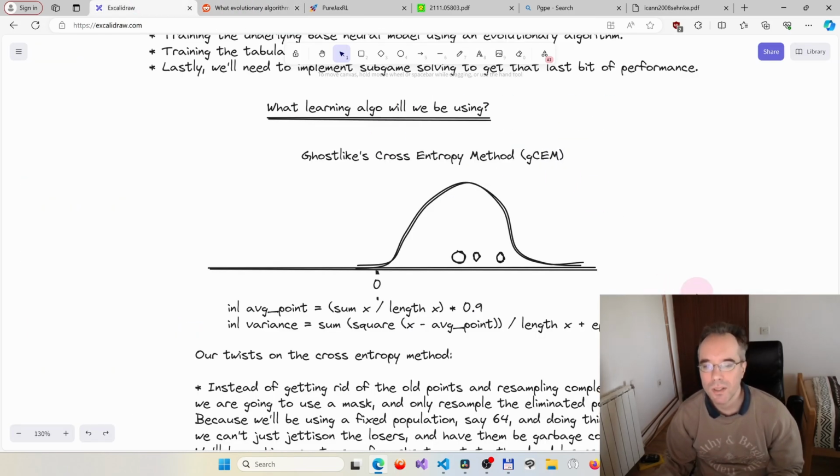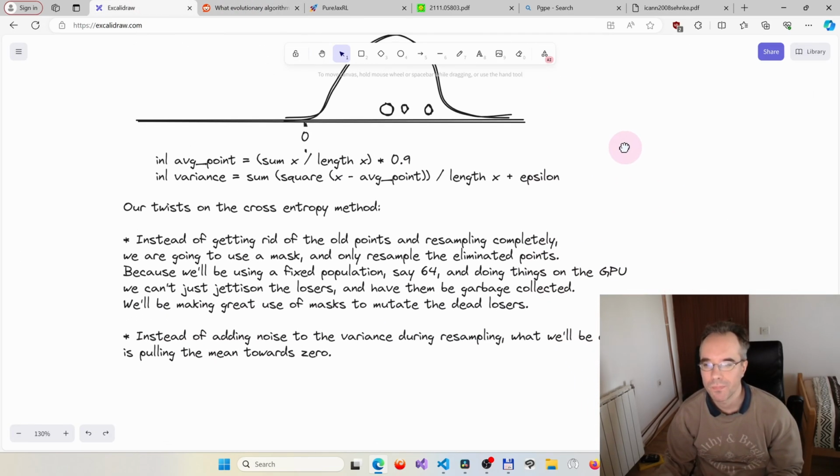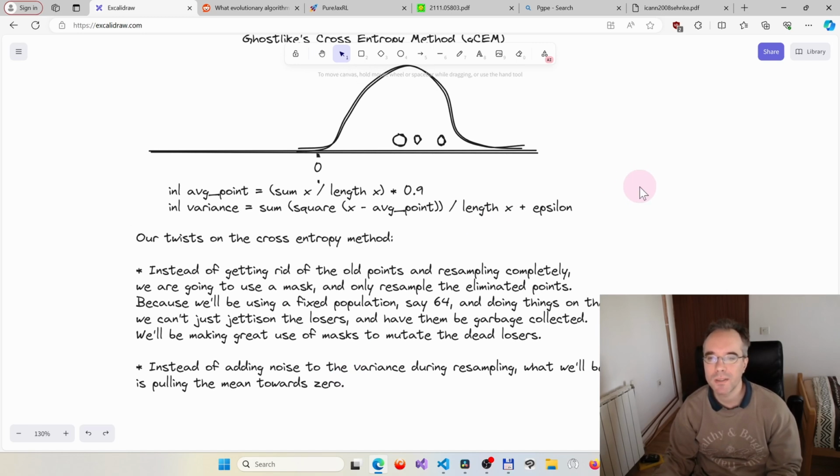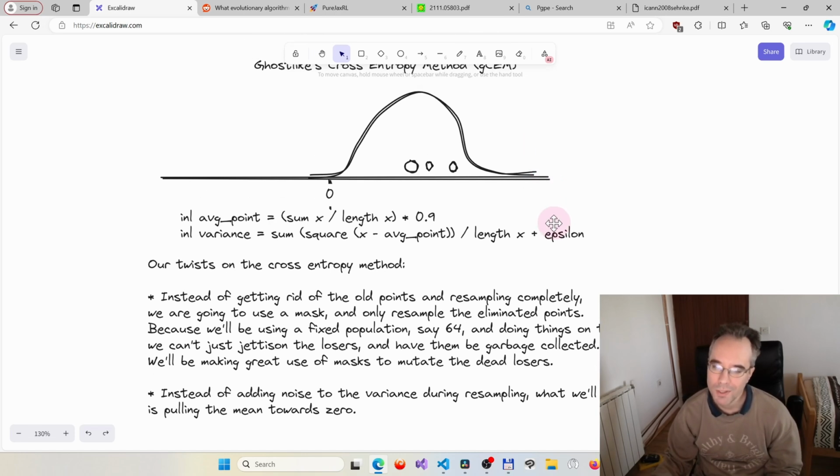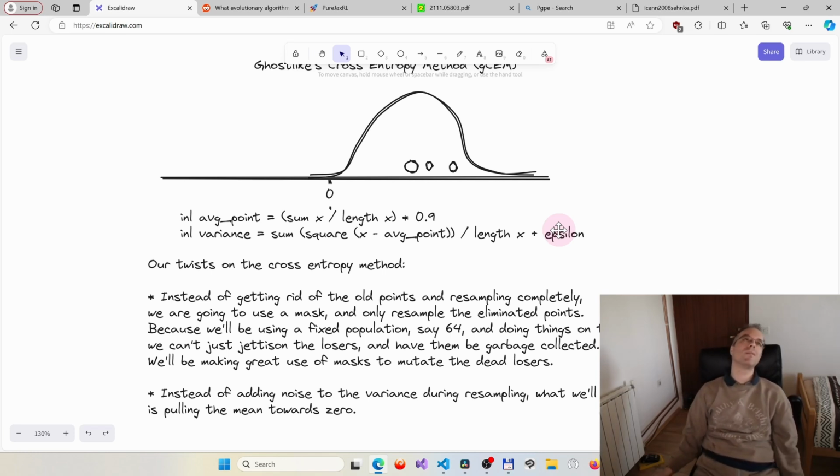Oh, yeah, I'm really talking my lungs out here. Yeah, instead of adding the noise to the variance during the sampling, what we'll be doing instead is pulling the mean to a 0. I already explained that. This is how we're going to get good exploration. Maybe on top of that, we could also add some epsilon. But the problem with epsilon is that then we'd have to make it a hyperparameter and to tune it manually, which would be annoying, and I don't want to do that.